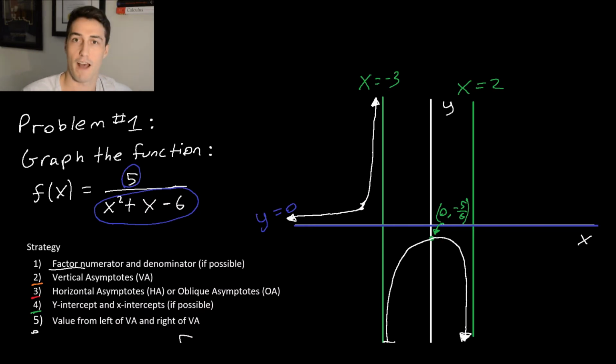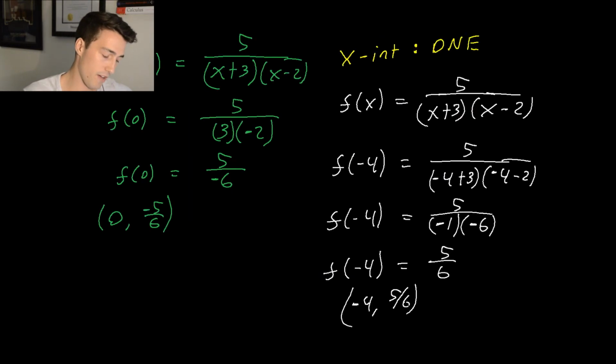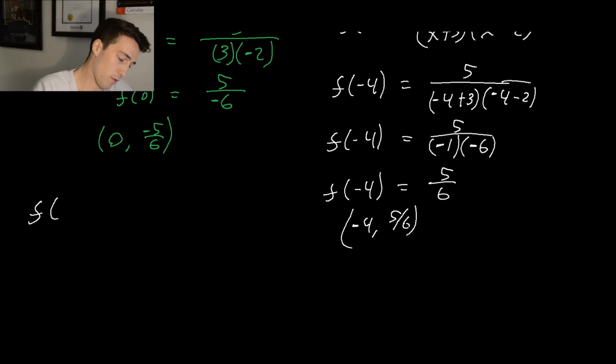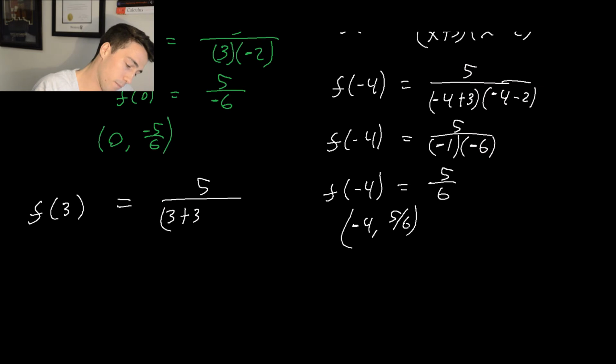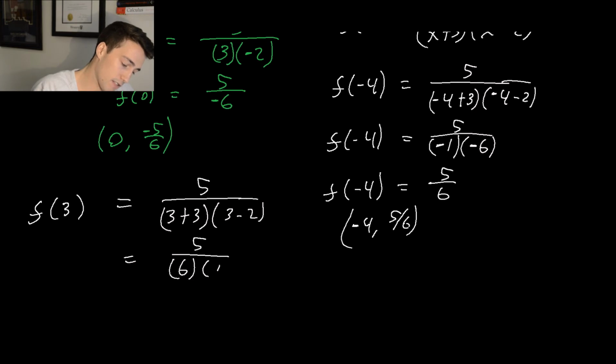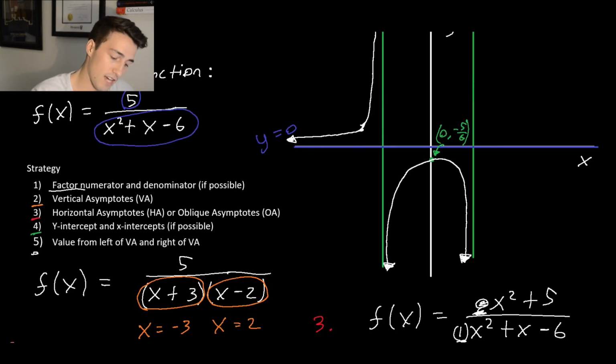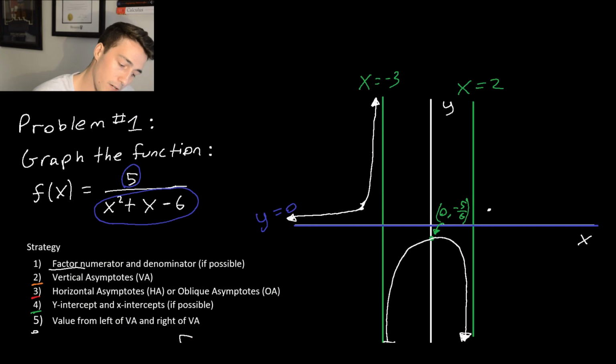So now we're going to put in a value that's to the right of x equals 2, so we can put in a value of 3. So if we put in a value of f of 3, it's going to equal 5 over 3 plus 3, and then 3 minus 2. So here we're going to get 5 over 6 times 1. Again, we're going to get a point of 3, 5 over 6, just like in the other side. So it's again going to be right here. And then now we have our function defined from this section of the graph.